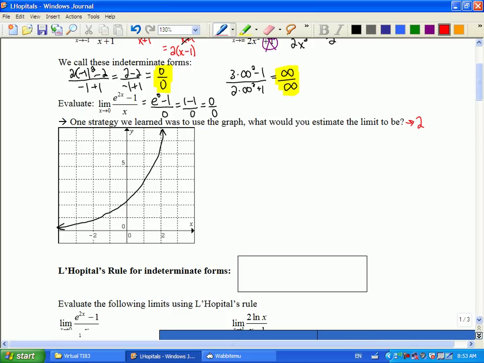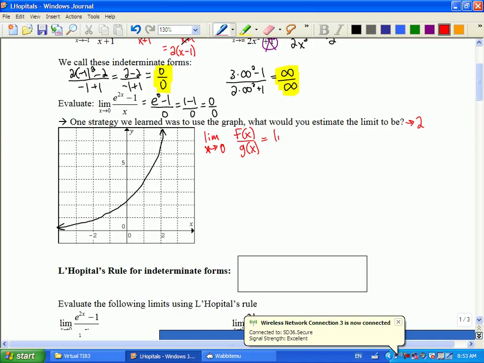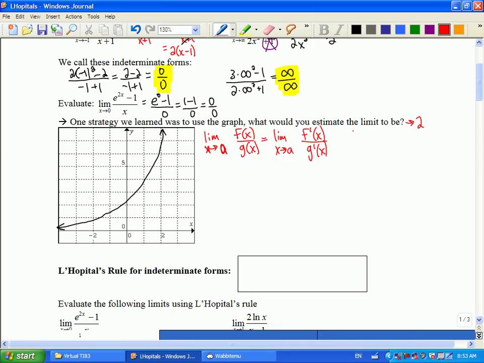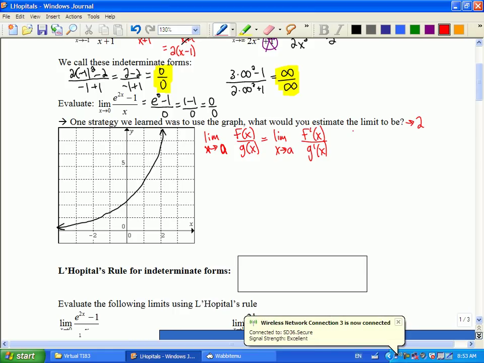So here's the way L'Hopital's rule works. It's nice and simple. If you do have one of these indeterminate forms, the limit as x goes to 0 of f of x over g of x is equal to the, oops, sorry, it doesn't have to be 0, it could be anything, right? The limit as x goes to a is the same as the limit of their derivatives. So what we're going to do to cut this limit down is take the derivatives, and that hopefully reduces how complicated the limit looks.